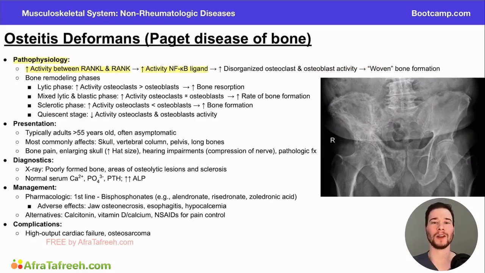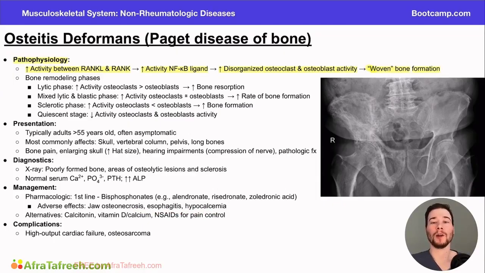The biochemical details of it are really not that important for test-taking purposes, but what is important is that we need to know this can lead to increased formation of disorganized osteoclast and osteoblast activity. So what happens there is now we don't have the nice, succinct osteoclasts working together. Instead, we have overactivation of these molecules where they're kind of being a little bit chaotic. They're kind of going a little bit crazy. And because of this, this ultimately leads to poor bone formation, or woven bone formation. And the idea here is that the chaotic activity of these molecules leads to disorganized bone formation and increased bone turnover.